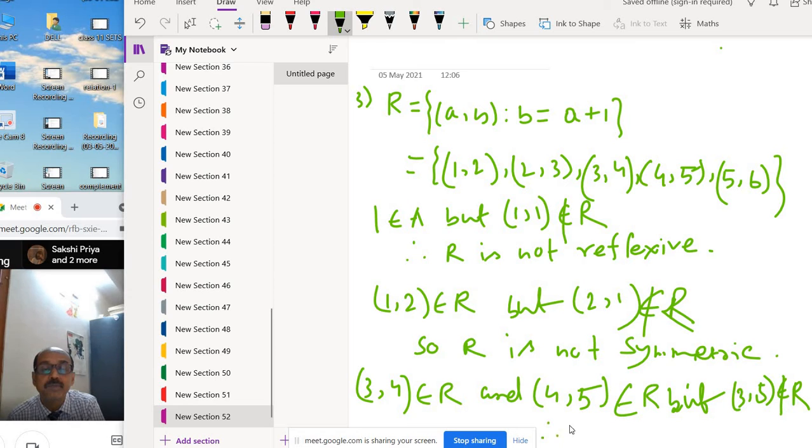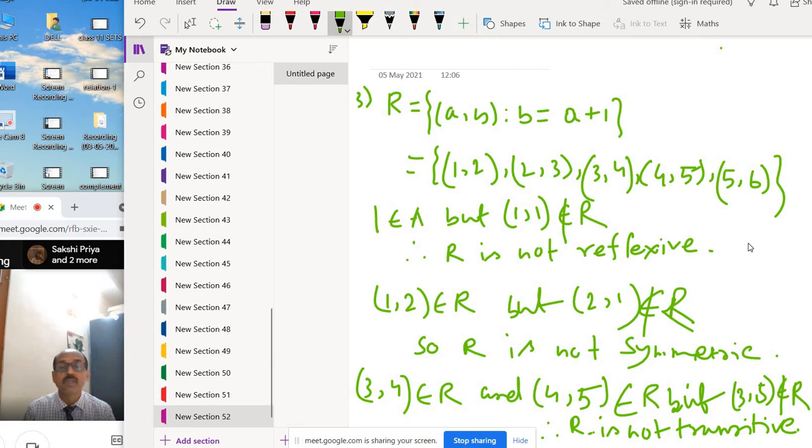Therefore R is not transitive. So clear? This relation is not reflexive, not symmetric, not transitive. So this is not an equivalence relation.